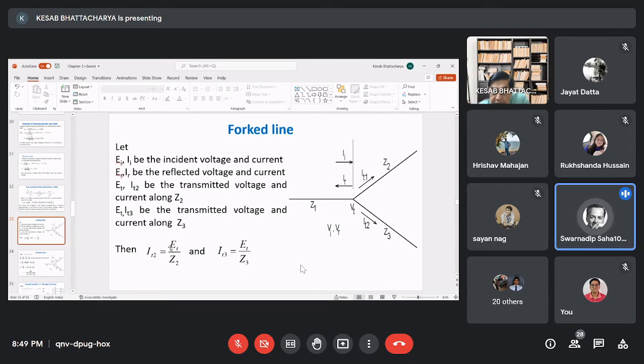Sir, why is the transmitted voltage the same for these two lines? They are in parallel. These two lines are in parallel, so the voltages will be the same. Okay, sir.